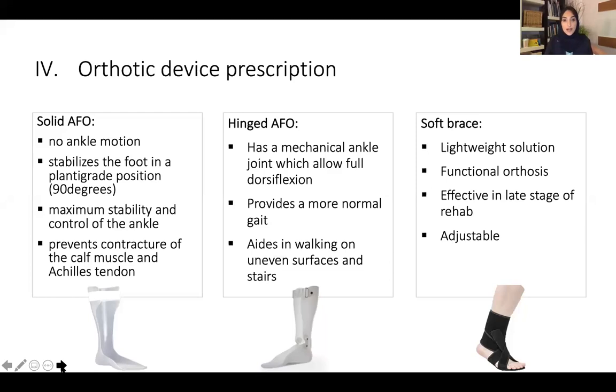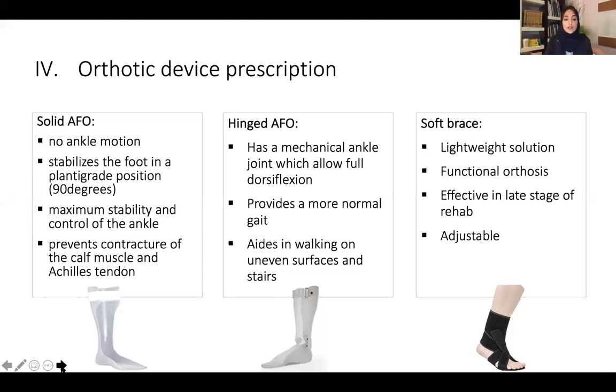The second type is hinged AFO. Hinged AFO has a mechanical ankle joint, as it's shown. And this joint allows free ankle movement and full dorsiflexion during walking. So it provides a more normal gait. And this AFO aids in walking on uneven surfaces and aids in climbing stairs. And it is a great option during the mid of rehab course when the patient has active range of motion and some movements in the ankle and foot.